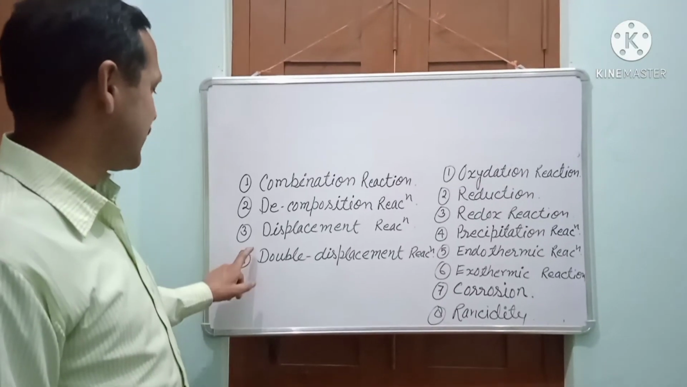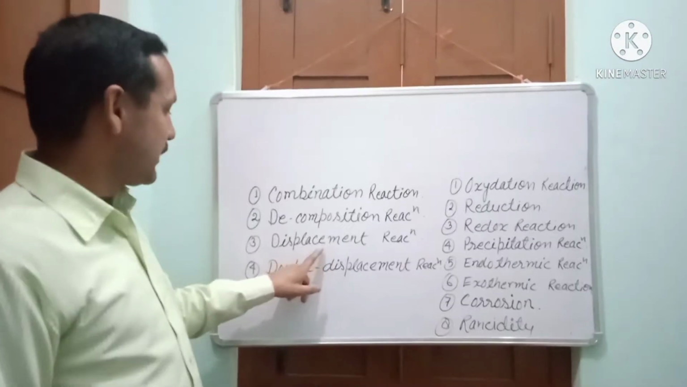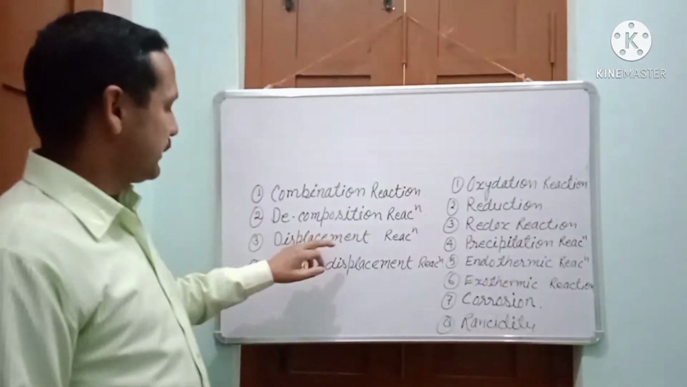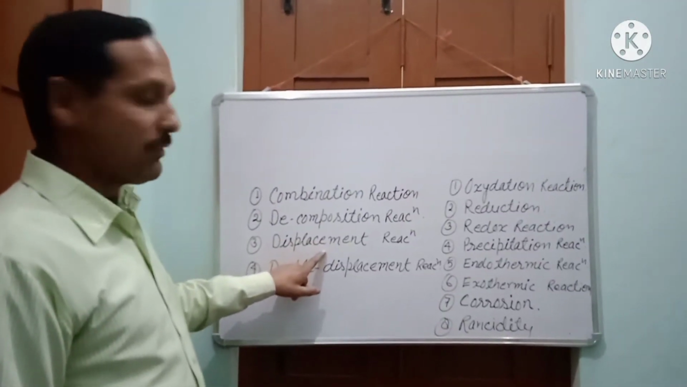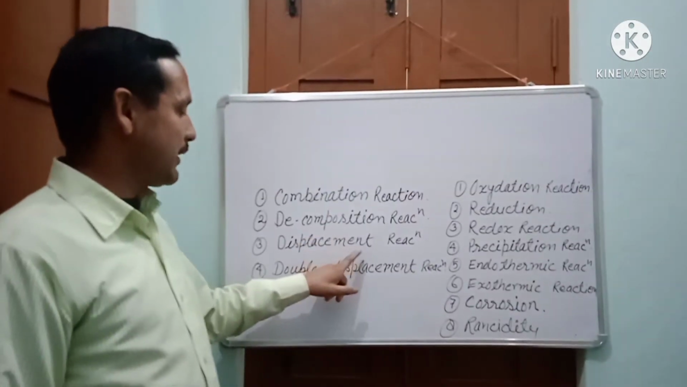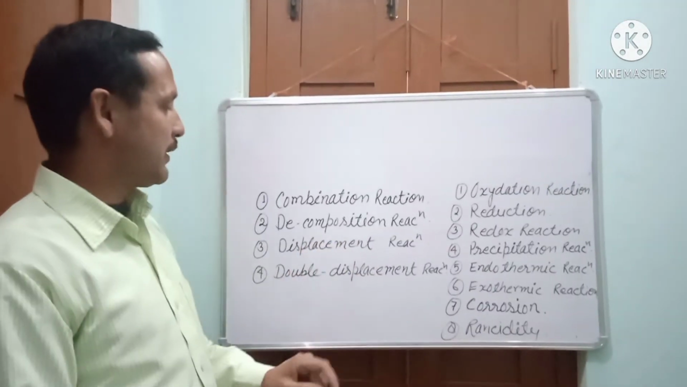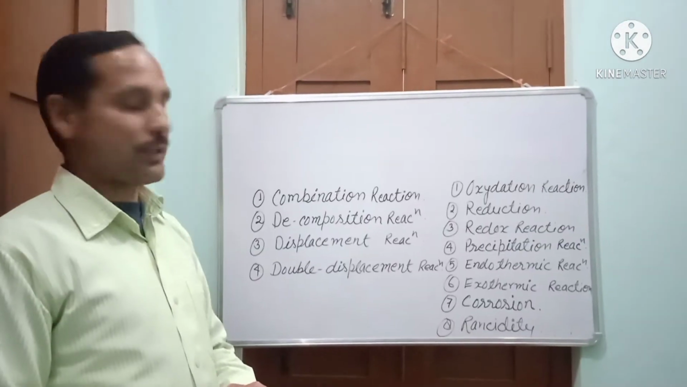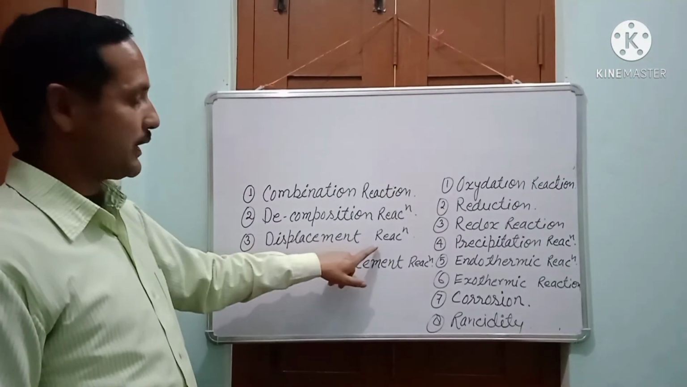Now our third reaction is displacement reaction. Displacement means to replace. So such a chemical reaction in which any more reactive element displaces a less reactive element from its compound is called displacement reaction.